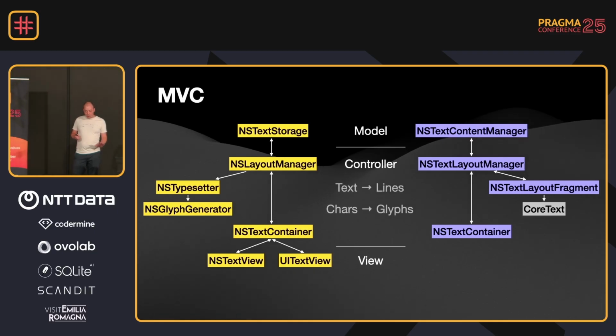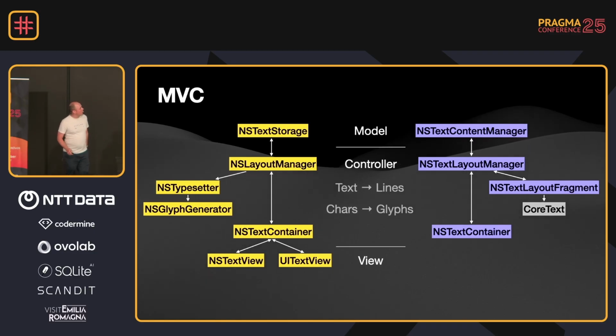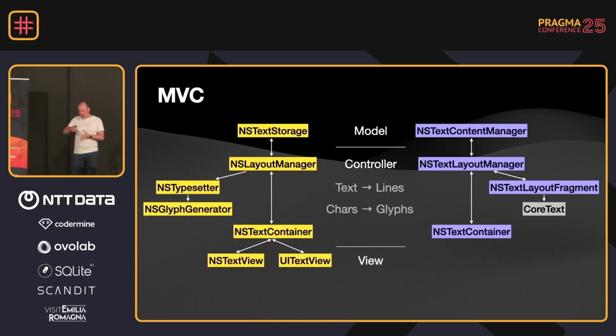So the character to glyph mapping is done by Core Text, which is a really low-level text engine. I don't know, I have forgotten to look it up when it was introduced, it's been around a while. And the NSTextLayoutFragment is basically the thing that decides how the text gets put into lines, right?